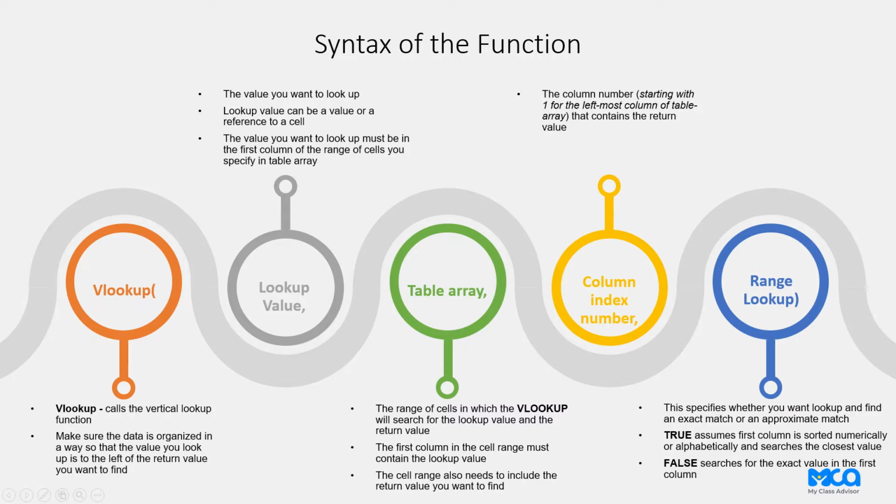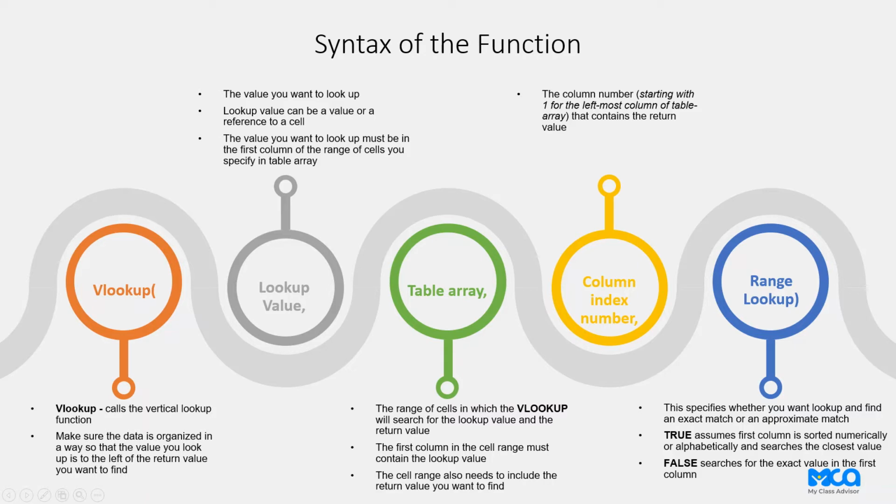This is a range in which the Vlookup will actually search for the value that you want to return. The first column in the cell must contain the lookup value. The cell range also needs to include the returning value that you want to find. You then include the column index number. As the name suggests, this field needs to be in a numerical value. It always starts off with 1 since it's the leftmost value that you begin with.